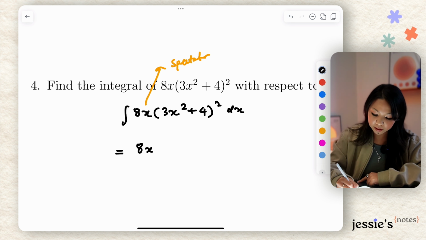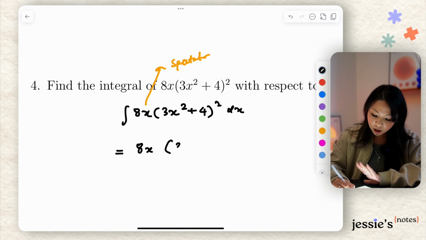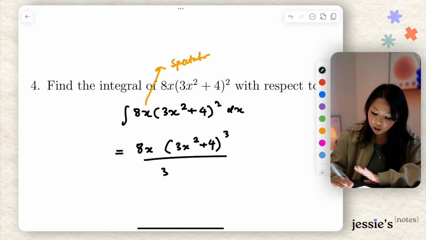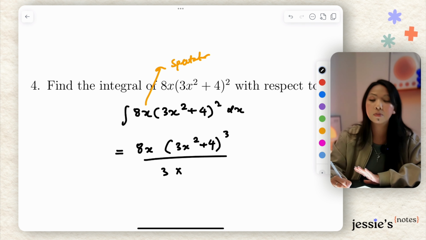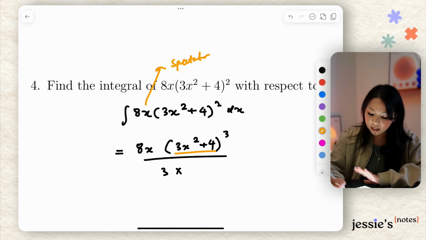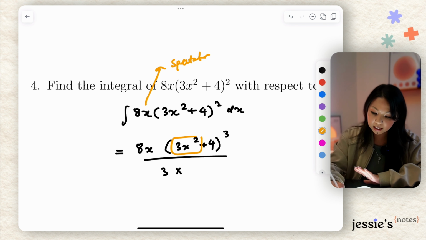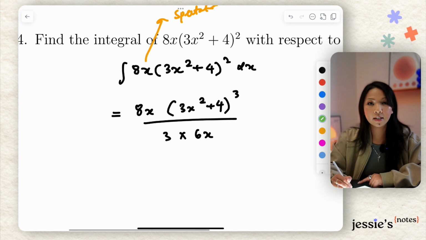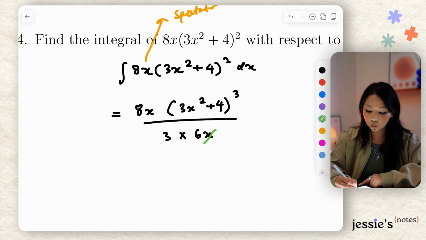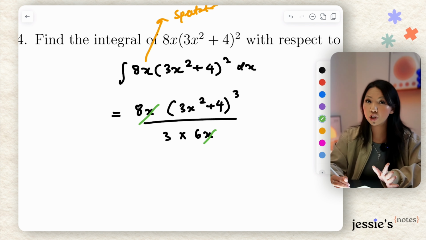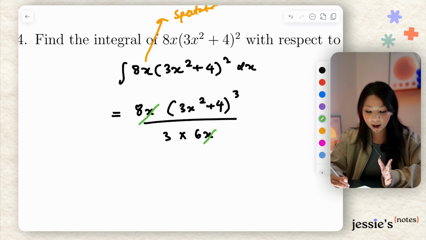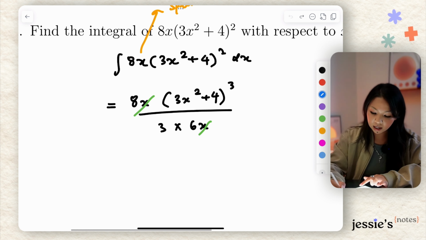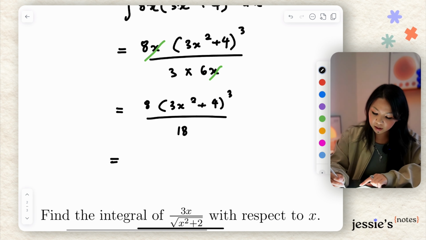So when you integrate this, spectator just coming for the ride, you're going to increase this power by 1, divide it by that new power, and you're also going to times the denominator by the derivative of the inner function, which happens to be 6x. Okay. And what's going to happen is the x's should cancel out. That's why the spectator is chilling, because eventually he's going to go away. So now we're just left with 8 divided by 18. And then that will simplify to be 4 over 9.